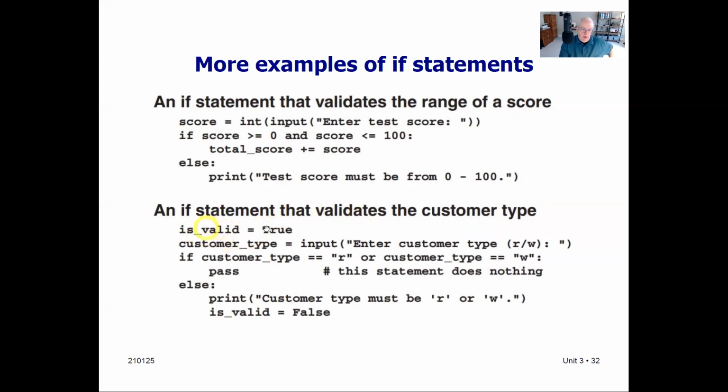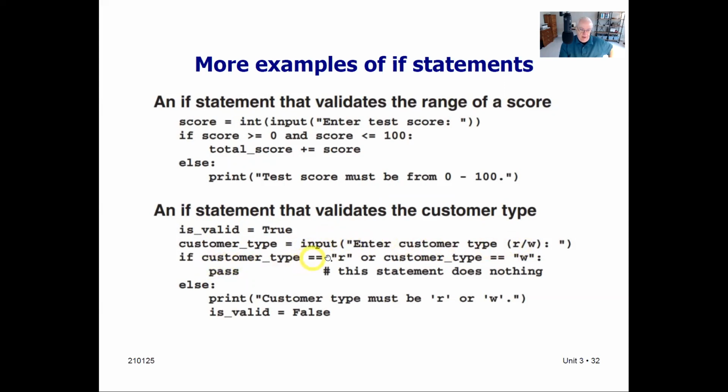So we have a variable named is_valid, and we're going to set it to true. We'll start off true, so that means we are going to leave it true until we hit a false. Customer type is going to be input here, either an R or a W for retail or wholesale. Just a simple input.